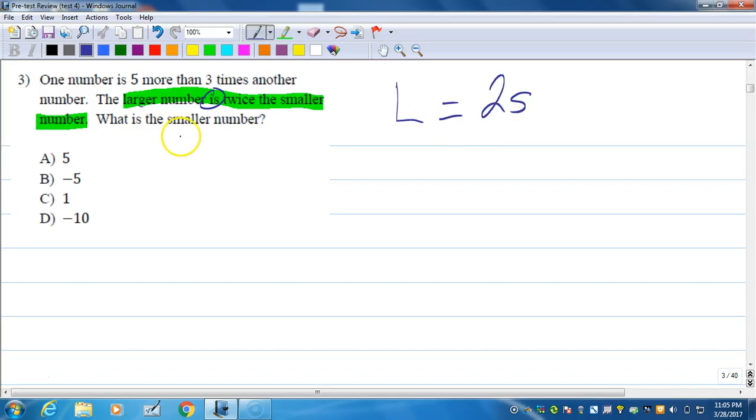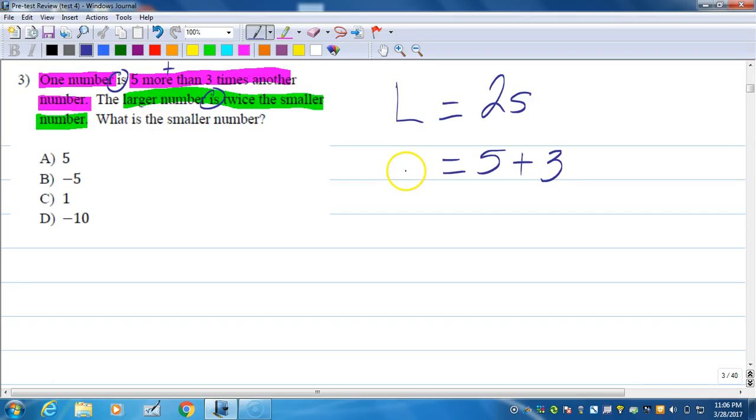Now the other one gets a little bit more tricky. It says one number. Which one? The small one or the large one? It doesn't say. Okay. Means equals 5 more than 3 times another number. Well, first, I'm going to write down here equals, because that's what means. 5, that means 5. More than means plus. 3 times the other number. If I knew the other number, I would put here the letter.